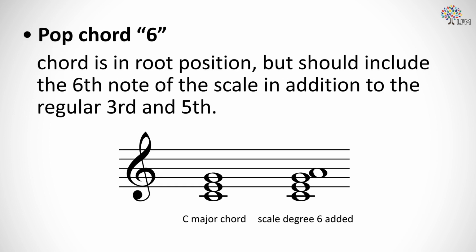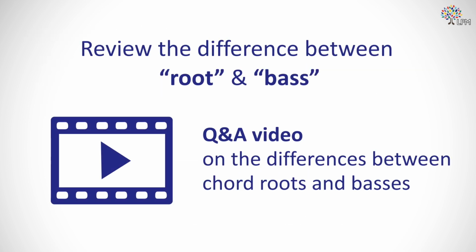Pop chord 6 means that the chord you play there should contain a sixth and, implied, a third and a fifth above the root of the chord, which doesn't necessarily have to be the chord's bass, but often is. So if we say C major 6 in a pop chord context, we probably mean C, E, G, and A stacked with C on the bottom. To review the difference between root and bass, check out our Q&A video on the differences between chord roots and basses.